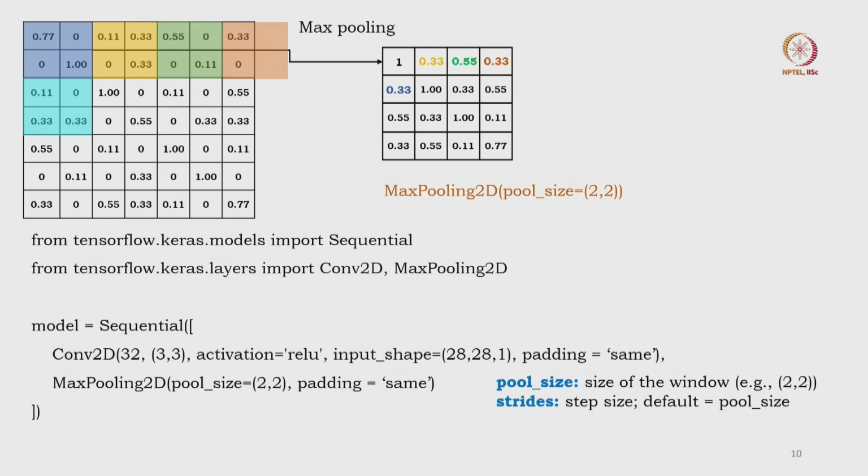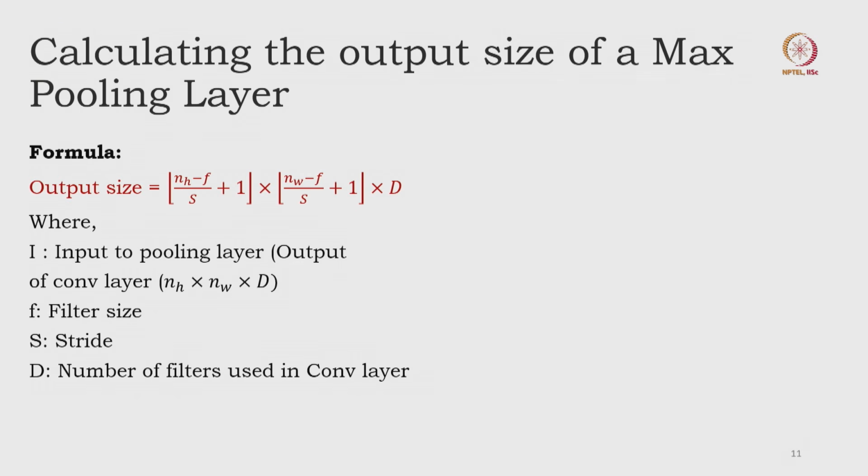So stride will be by default the window size. If you want, you can explicitly specify the stride, then you have to write it in the program, stride equal to 1 cross 1. If you don't specify, it will take the window size. If you want to change it, you can write it explicitly. So this is the pooling layer.